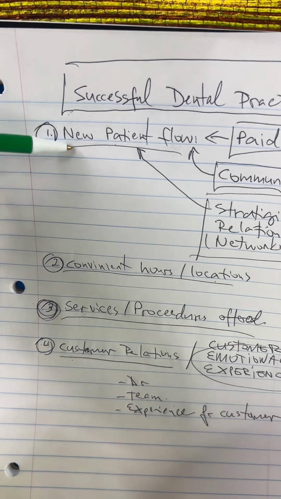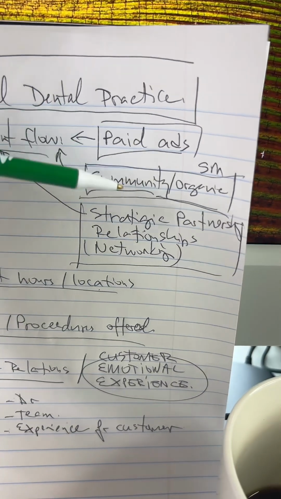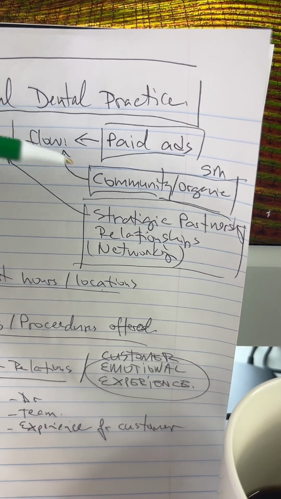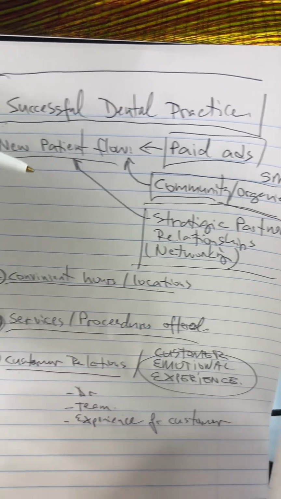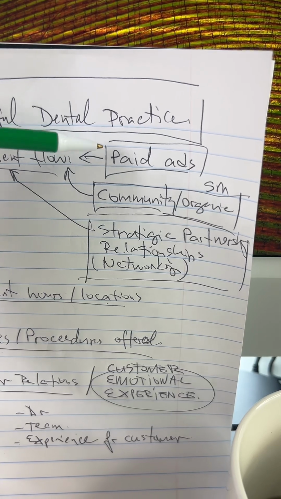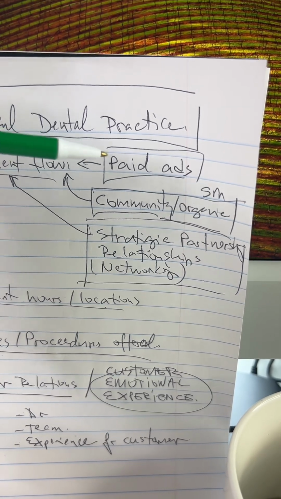Now, how do you get new patients? In general, there's three categories where you're getting new patients, and it's true with most businesses, but it's very true for dental offices. So number one is paid ads. That would be, for example, Google ads, pay-per-click ads, things like that.